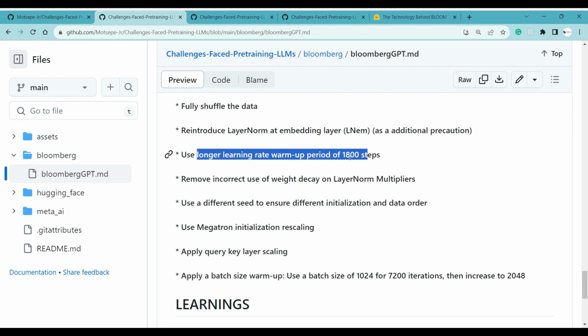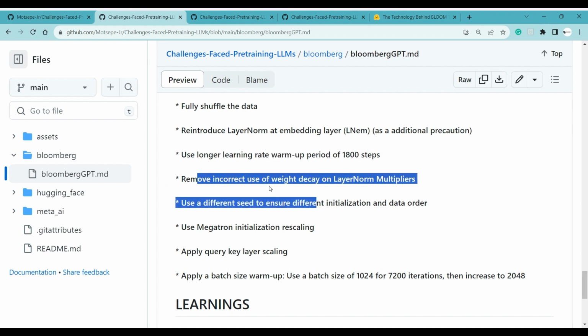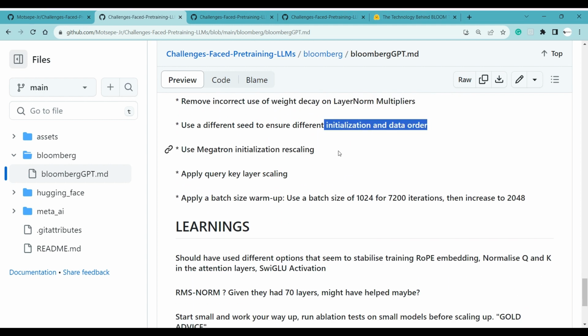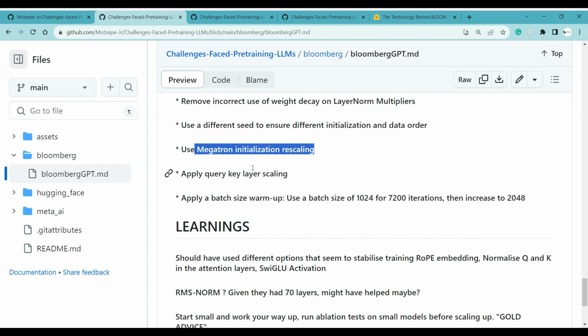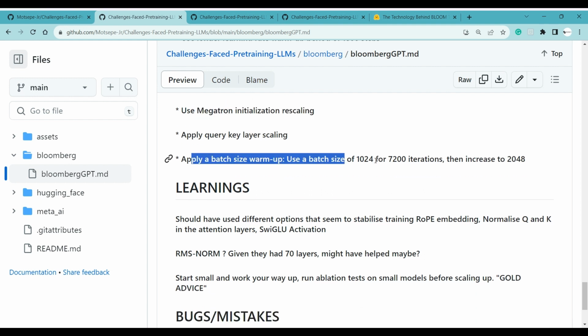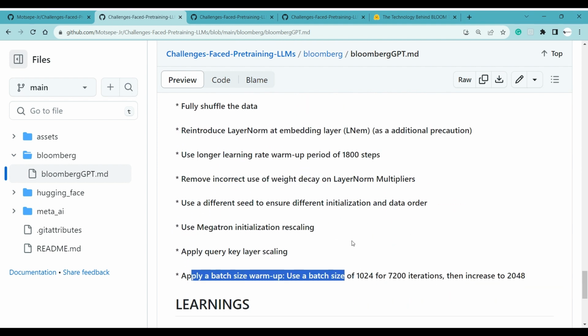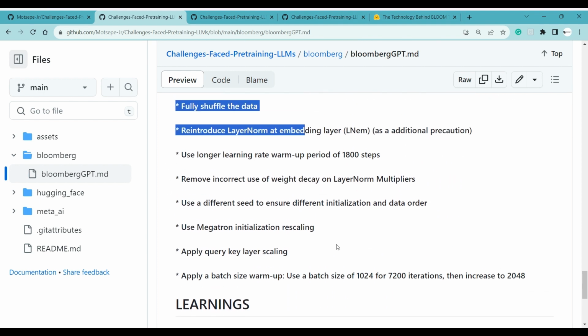a longer learning rate warm-up period for 1.8 steps. Remove incorrect use of weight decay on layer norm multipliers. They use a different seed to ensure different initialization. Use Megatron initialization scaling. Apply the query key layer scaling. Apply also a batch size warm-up. So these are the things that the folks tried to do, and these changes seem to have worked well, although I don't know why, after those 42 days, even if they made small changes, they hit a rock and just couldn't improve anymore.